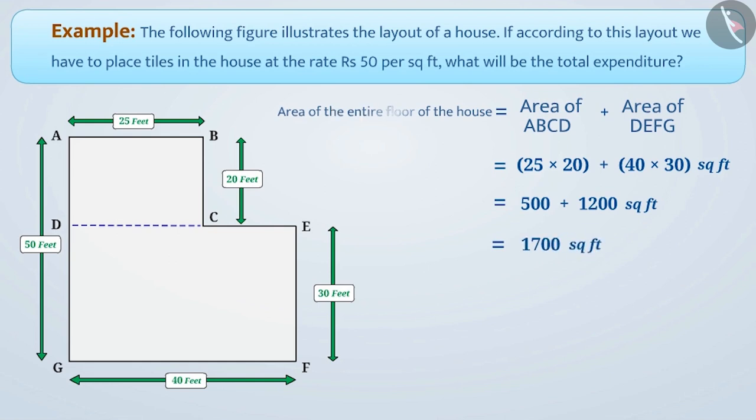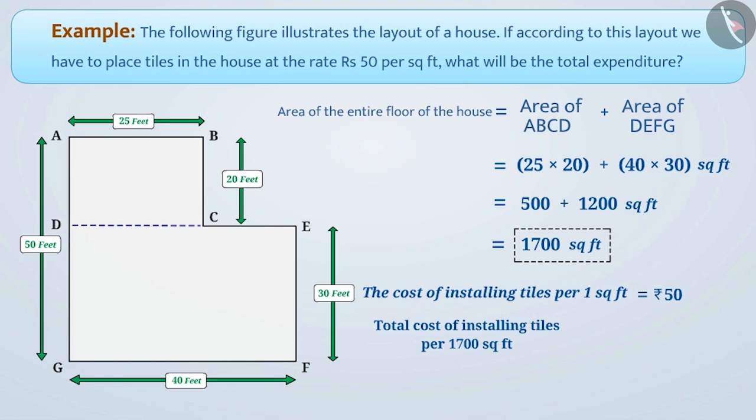Since the area of the entire floor of the house is 1700 square feet and the cost of installing tiles per square feet is rupees 50, therefore, the total cost of installing tiles for 1700 square feet will be 1700 multiplied by 50 is equal to rupees 85,000. This is the answer to the given question.